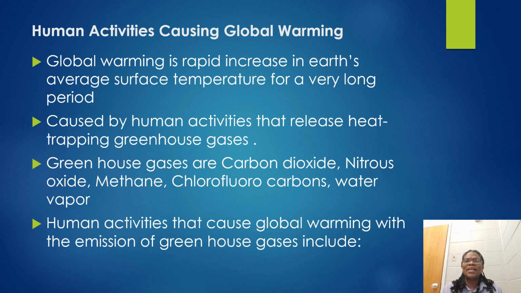Now, let's look at global warming, the activities carried out by human beings that cause global warming. What do we mean by global warming? This is a rapid increase in Earth's average surface temperature over a very long period. That is, you have an increase in the temperature for a very long time. That means the temperature continues to increase for a very long time. So when we have this, we refer to that as global warming.